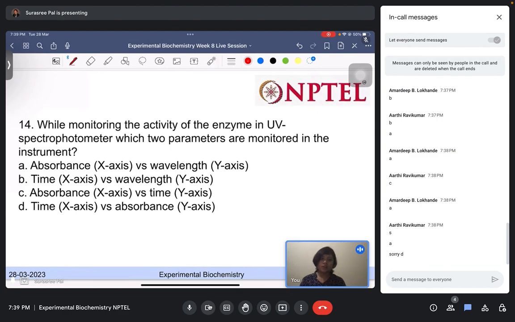Yes. So the correct answer will be D. Time will be on the x-axis and absorbance will be on the y-axis, right? So that is how we will be able to monitor the activity of the enzyme.